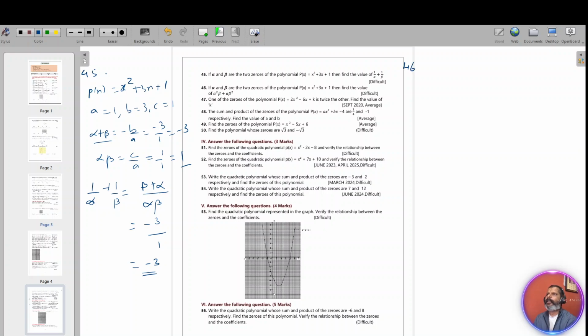45th done. 46th is also the same way. First take the polynomial. Don't break your head over what value we need. Don't find alpha beta directly. Alpha beta are nothing but zeros of the polynomial. So first take the polynomial x square plus 3x plus 1. Okay, they have given the same one, right?